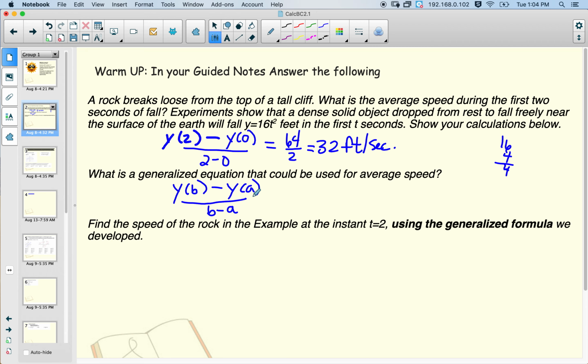But the question that maybe is really interesting to some of us is, what would be this speed at exactly 2 seconds? Not over a time period, but at exactly 2 seconds. We don't really have the tools for that at this point, but what we could do is just pick something really, really close to 2.